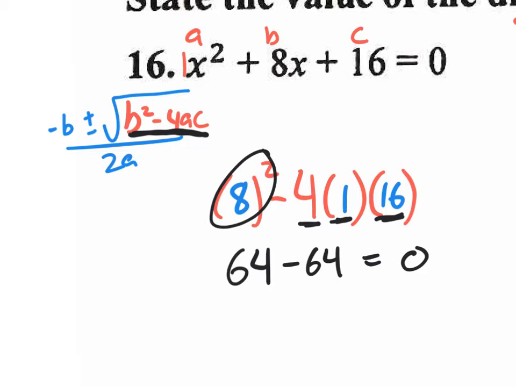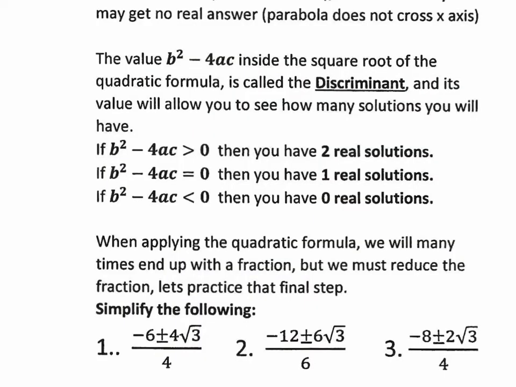So how many answers do we have when our discriminant is 0? 1. This is back from our notes, guys. This is what we need to have understood in our mind. This comes out in the final. If b squared minus 4ac, if the discriminant value is greater than 0, in other words, if it's any positive number, then you have two real solutions. It's going to cross the x-axis at two locations.